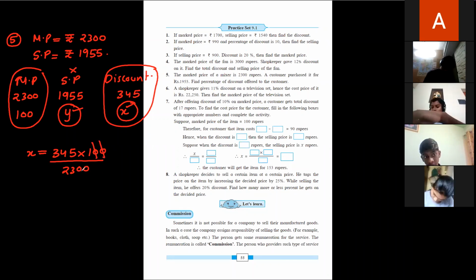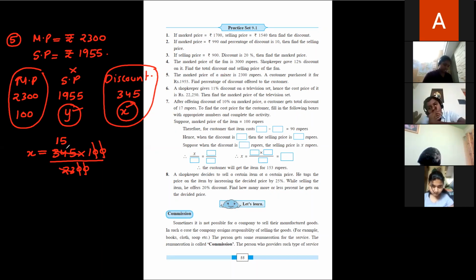So these two zeros and these two zeros will get cancelled. You have to divide 345 by 23. So 23 ones are 23. You're left with a remainder of 11. You get 115. 23 fives are 115. Okay. So you are getting a discount percent of how much? You're getting a discount percent of 15% over here.